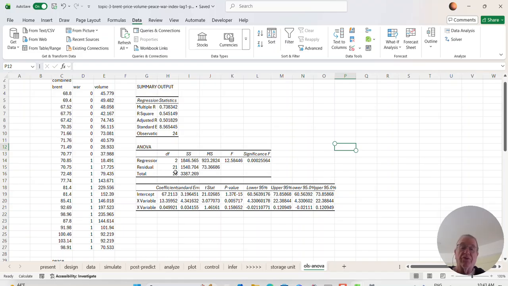21 plus 2 is 23. We have only 23 variables here. Is that possible? No, we have 24. Interesting.